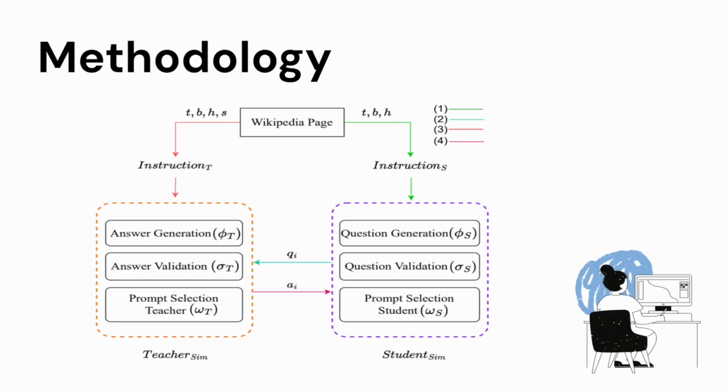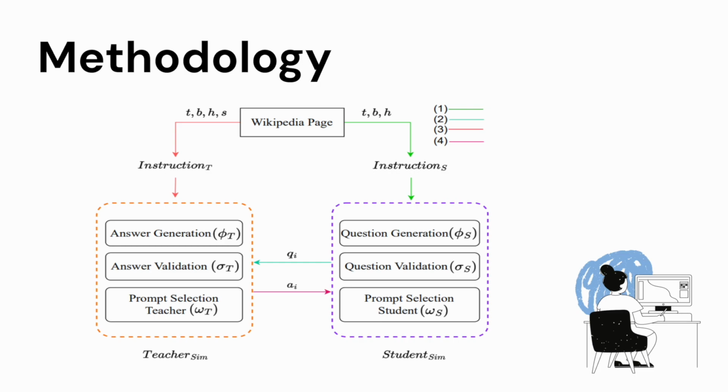In the methodology, the authors set up an experiment to simulate information-seeking conversations between a student and a teacher using LLMs. The student LLM generates questions based on limited information from a Wikipedia article, while the teacher LLM provides answers using the full article text. The process works as follows.